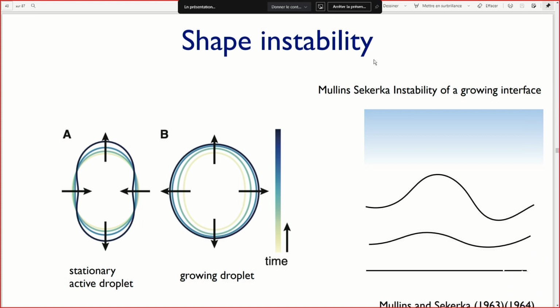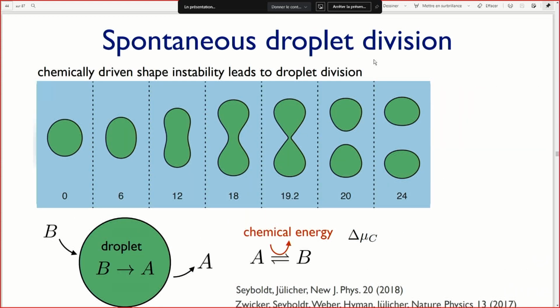On the droplet, you can have a similar thing. If the droplet grows, in principle, you can have such an instability as well. But what is particularly interesting in our case is that the droplet does not grow, because it's stationary, but it turns over, so there's a flux of material to the surface. You can get this type of instability at constant volume. That means it changes its shape by extending in one direction, but it narrows in the perpendicular direction. And as a result of that, it can undergo division.